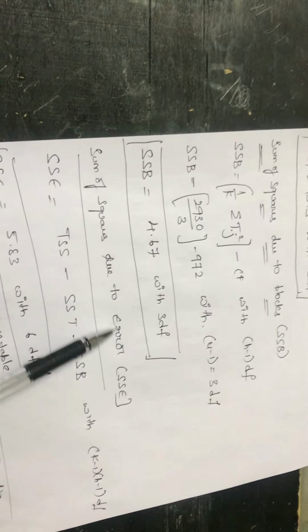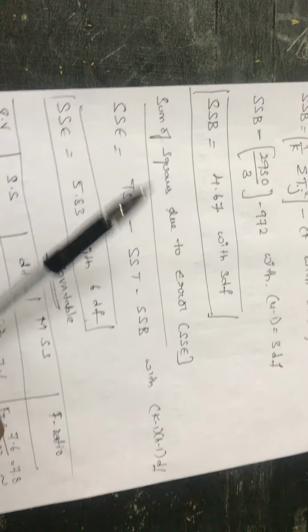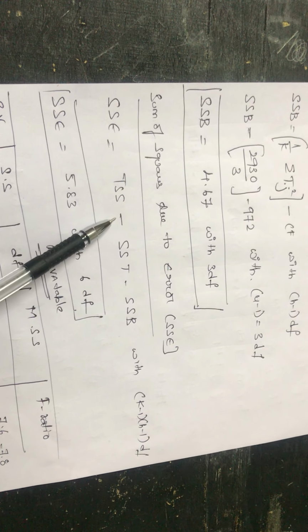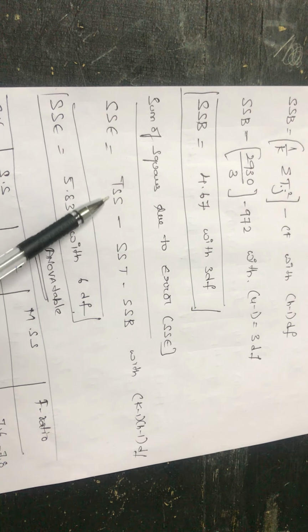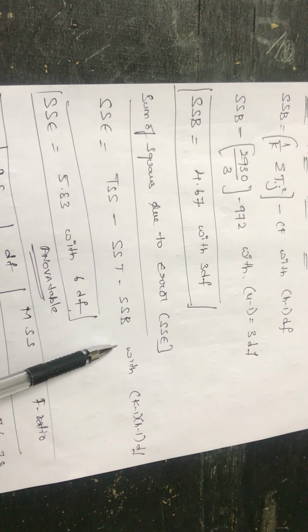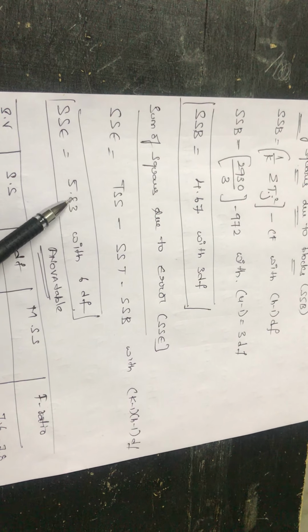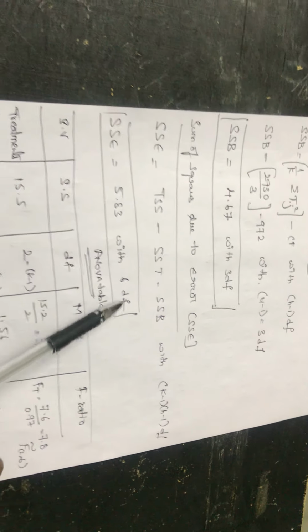Sum of squares due to error we have to find out. That is SSE. SSE equal to TSS minus SST minus SSB. That means total sum of squares minus sum of squares due to treatments minus sum of squares due to blocks with k minus 1 into h minus 1 degrees of freedom. SSE is equal to 5.8 with 6 degrees of freedom.